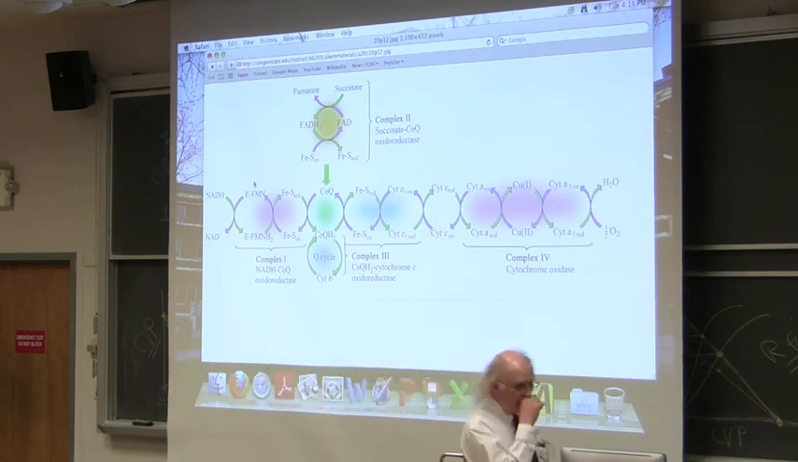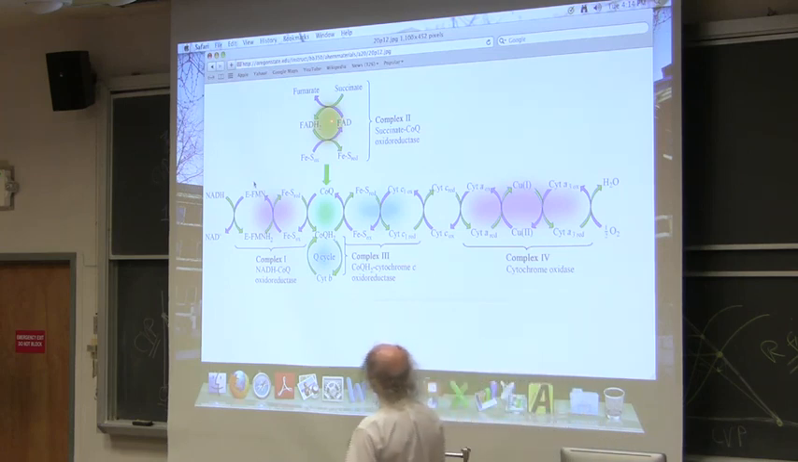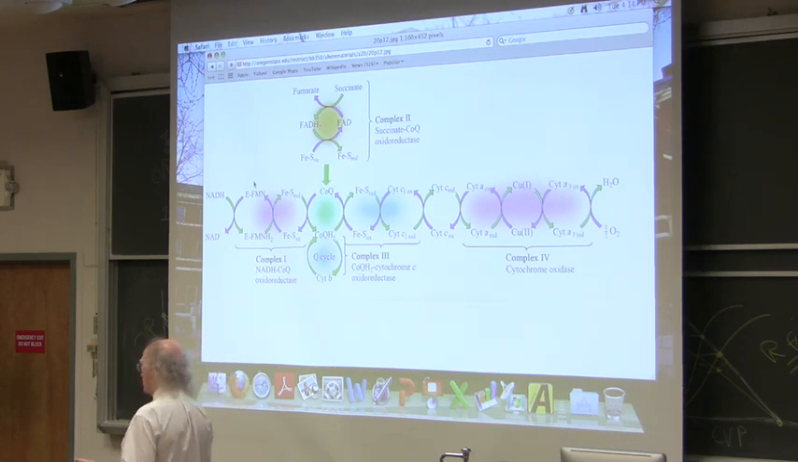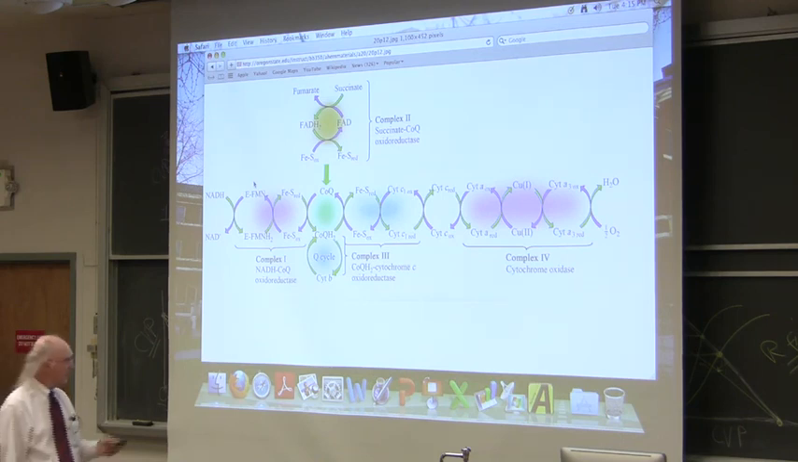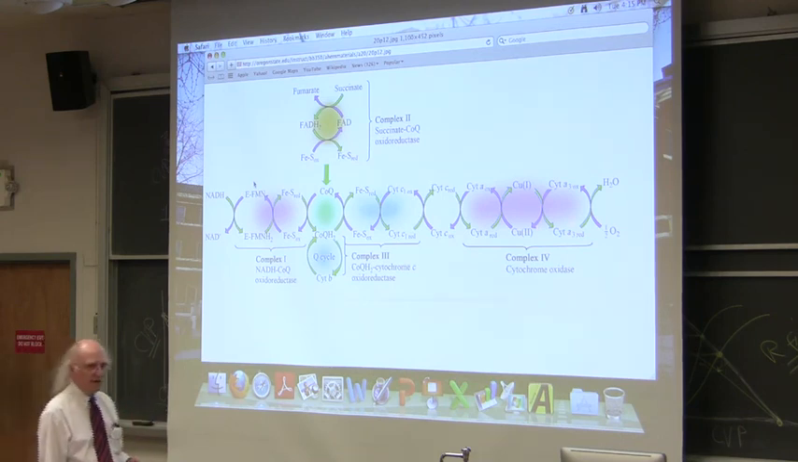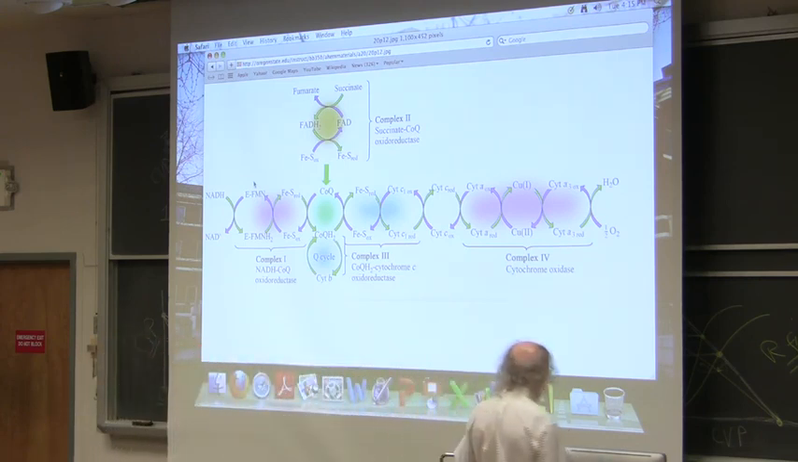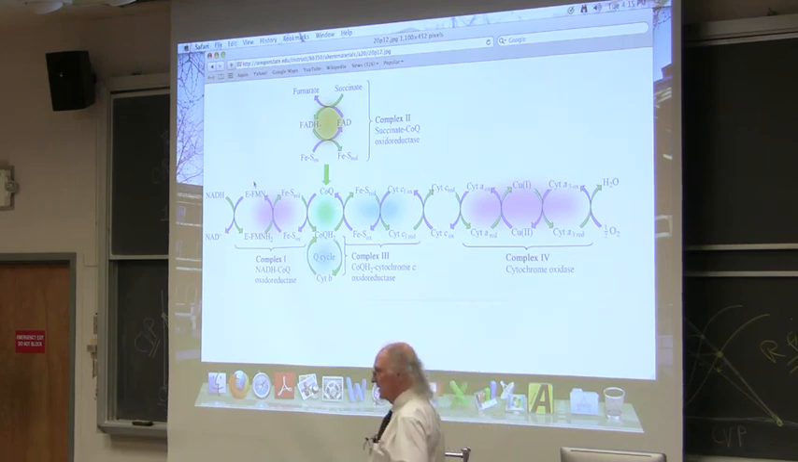Now, the one thing I didn't tell you about was complex 2. What's up here? What's that? Well, complex 2 is up here on the top, and complex 2 accepts electrons from FADH2. So electrons from FADH2 enter through complex 2. This complex 2 is embedded in the mitochondrial membrane, like essentially all these are. I'll point out the ones that aren't, but essentially all of them are. Okay? Complex 2 dumps its electrons into coenzyme Q, and coenzyme Q dumps them all the way through the same system you've already seen here.